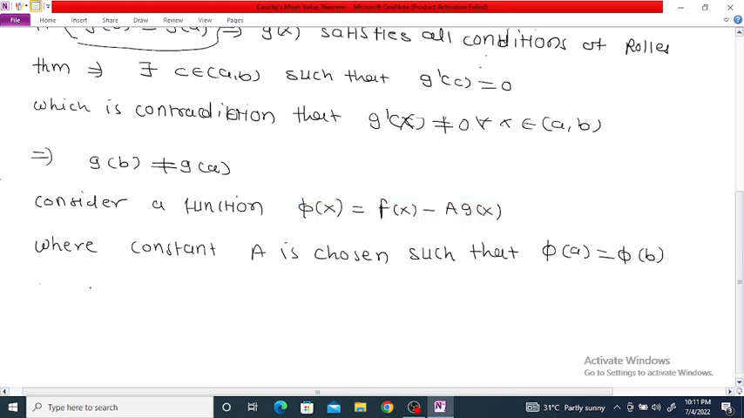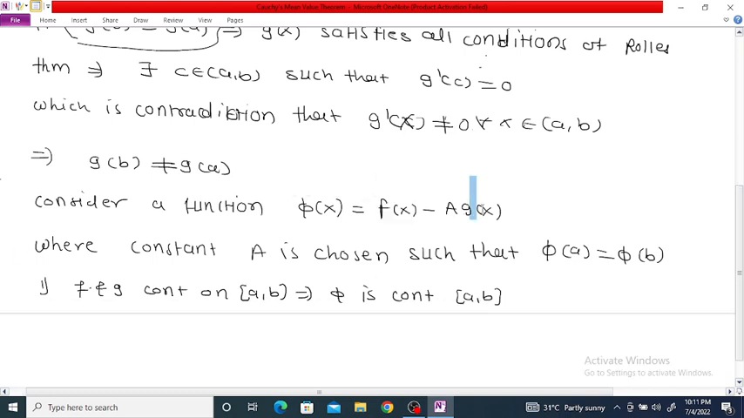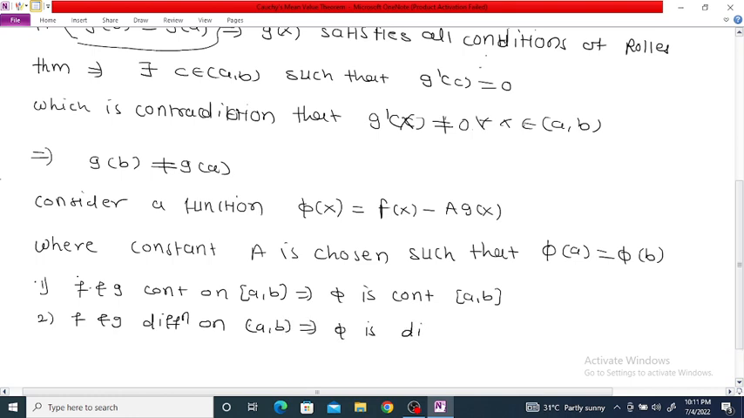Okay. Now since f and g are continuous on the closed bounded interval [a, b], this implies phi is continuous on [a, b]. Why is it continuous? Because f is continuous, g is continuous, and A is a constant, so f minus A g is also continuous. Next, number two, f and g differentiable on the open interval (a, b) implies phi is differentiable on the open interval (a, b).